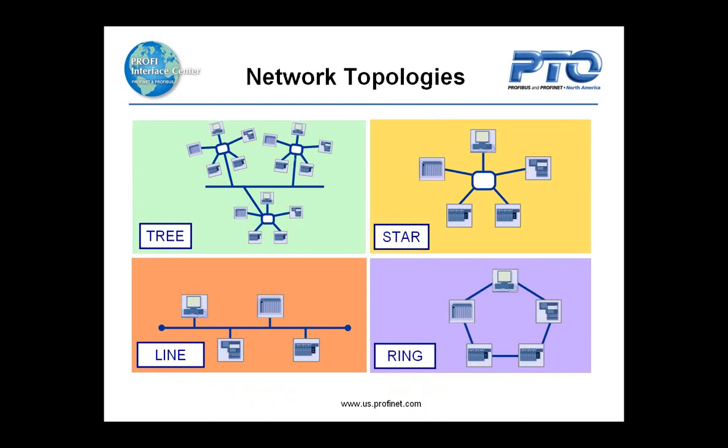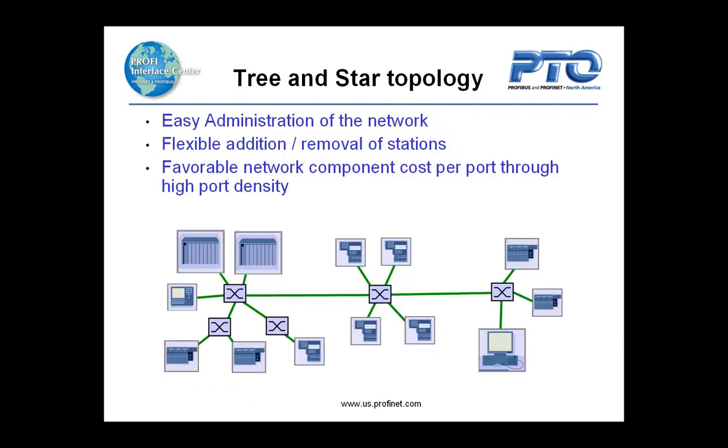And here's, again, an overview of the topologies. We have tree, star, line, or ring. Tree and star topologies, of course, give you easy administration of the network, flexible addition and removal of the stations. But again, you have a lot more cabling and a lot more drop points where you've got to run cable in those instances.